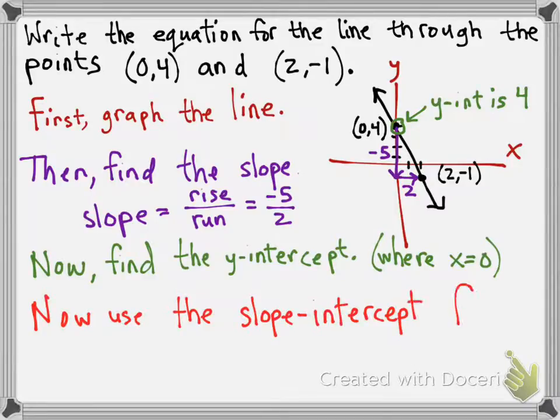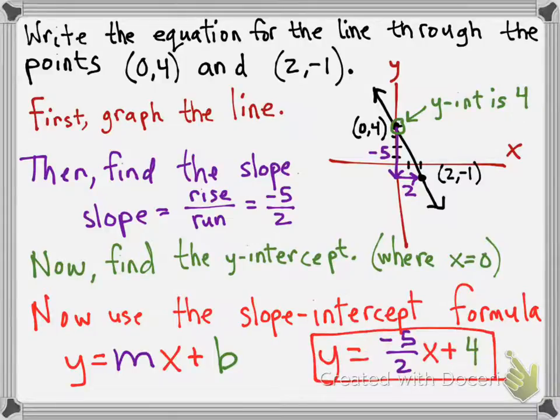We're going to use the slope-intercept formula, y equals mx plus b, and just replace those numbers. The number for slope, which is going to replace m, is -5 over 2, and the number for b, which is our y-intercept, is 4. So we'll get the equation y equals -5 over 2 x plus 4. Go ahead and copy this into your notes. Pause the screen.